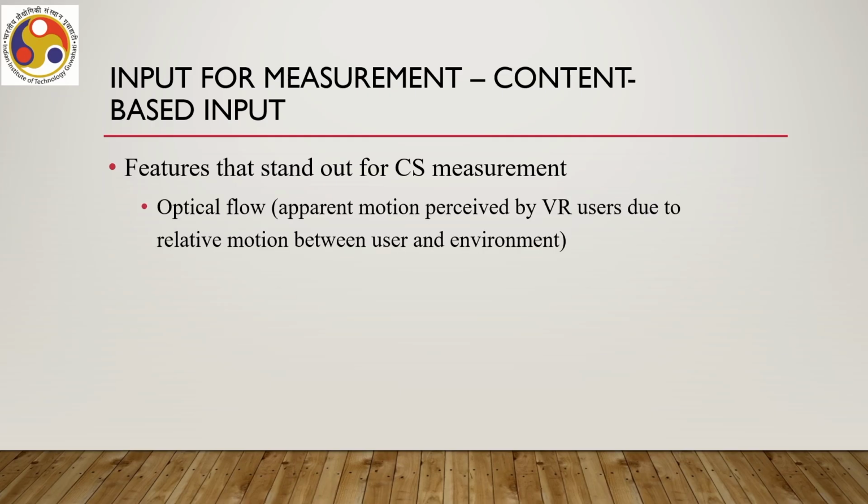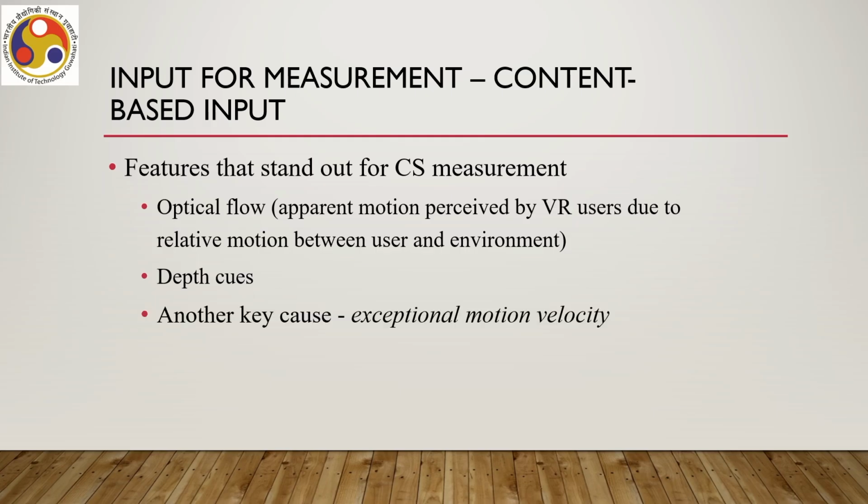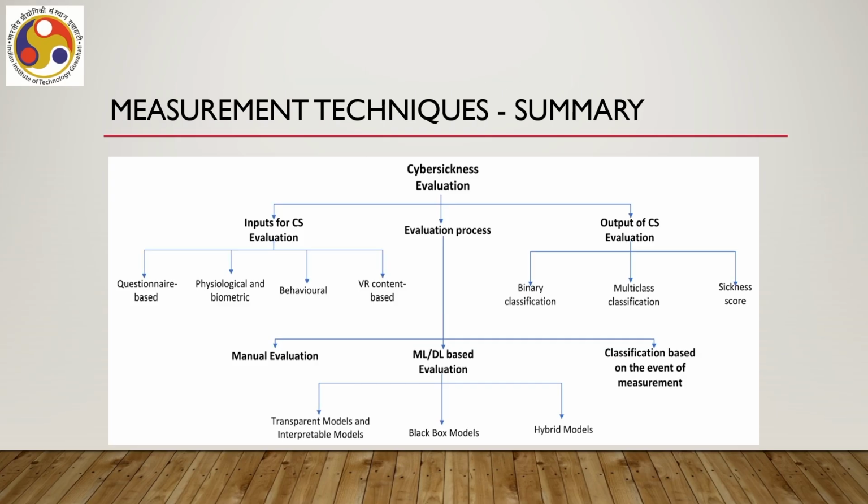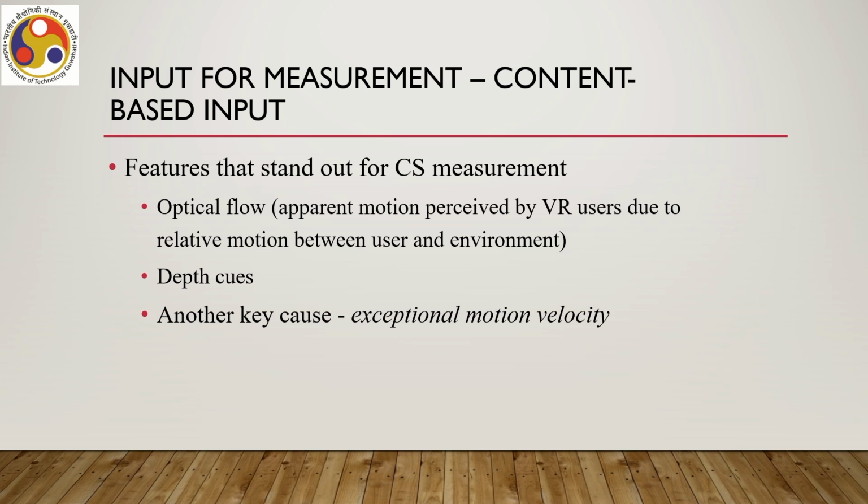Optical flow, which is apparent motion perceived by VR users due to relative motion between the user and the environment. Depth cues, and exceptional motion velocity, which can be another key cause of CS. So, these are some of the content based inputs that can be utilized to measure CS.